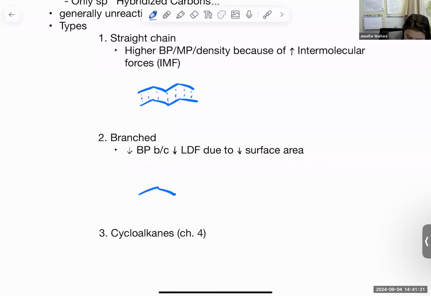So the branched is just where you have something coming off. If I were to try to highlight this, I can't highlight every single carbon without picking up my pen. Whereas the straight chain, I could highlight every carbon without picking up my pen. So branched is you have something coming off of that straight chain.